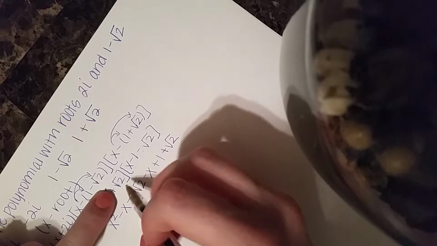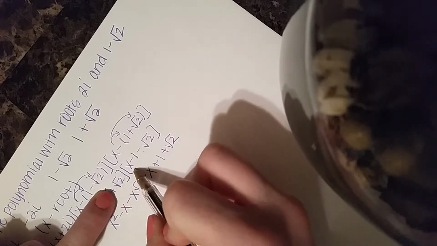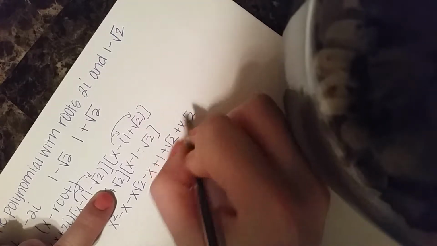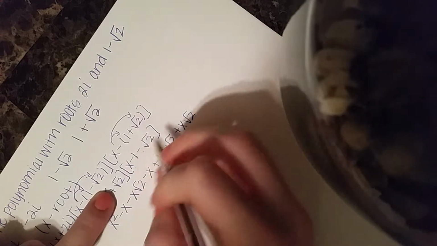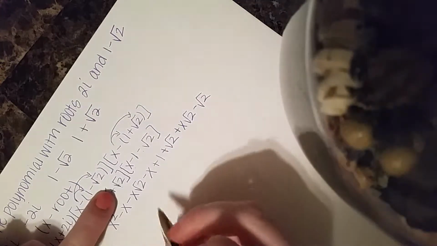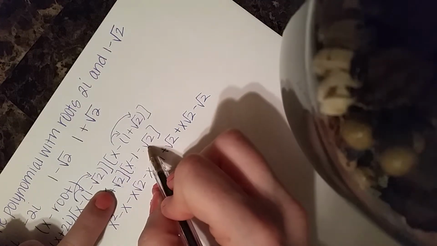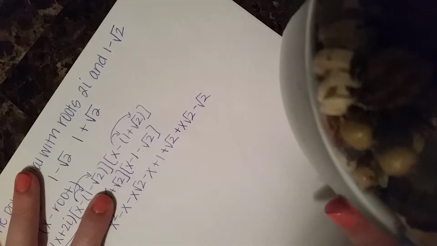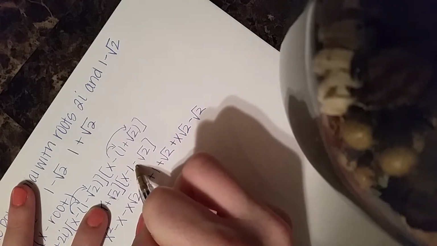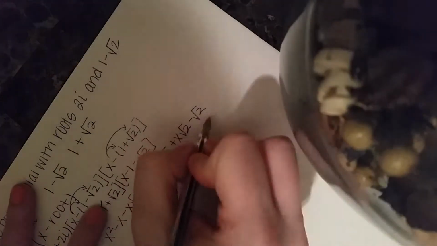Now I deal with my radical 2. So I do radical 2 times x is x rad 2. Radical 2 times negative 1 is a negative rad 2. Radical 2 times negative radical 2. Whenever I multiply two radicals, they just cancel each other out. So I'm left with what's underneath. Because a positive times a negative is a negative, this just gives me a negative 2.